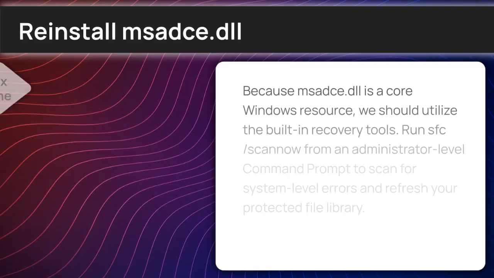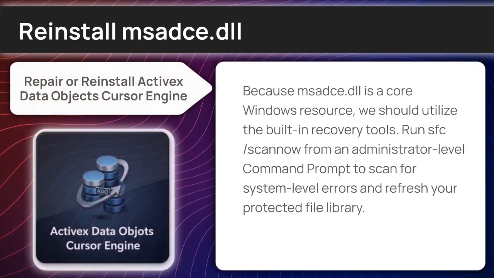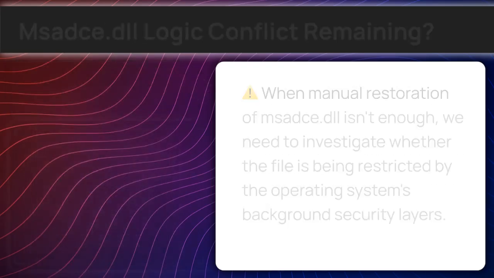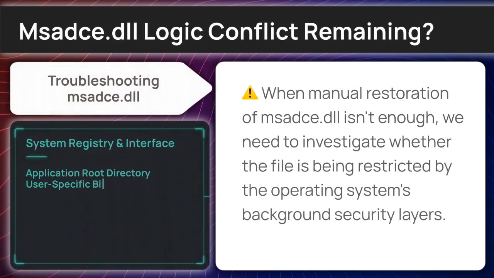Because Msadce Library DLL is a core Windows resource, we should utilize the built-in recovery tools. Run sfc /scannow from an administrator-level command prompt to scan for system-level errors and refresh your protected file library. When the primary installation path fails, a more surgical approach to checking your system's environmental variables is required.